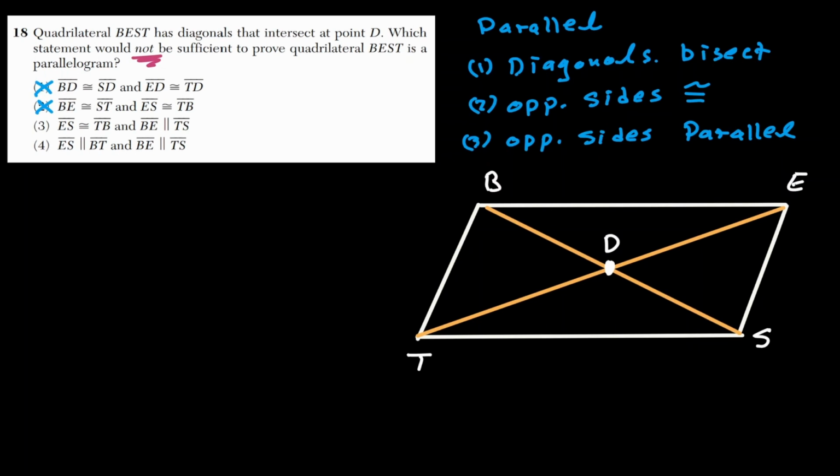In our third option, we're saying that ES is congruent to TB, and BE is parallel to TS. So here we're saying that one pair of opposite sides are congruent, and the second pair is parallel to each other. That does not match condition 1, 2, or 3. So we know that this condition will not be sufficient to show that we have a parallelogram.